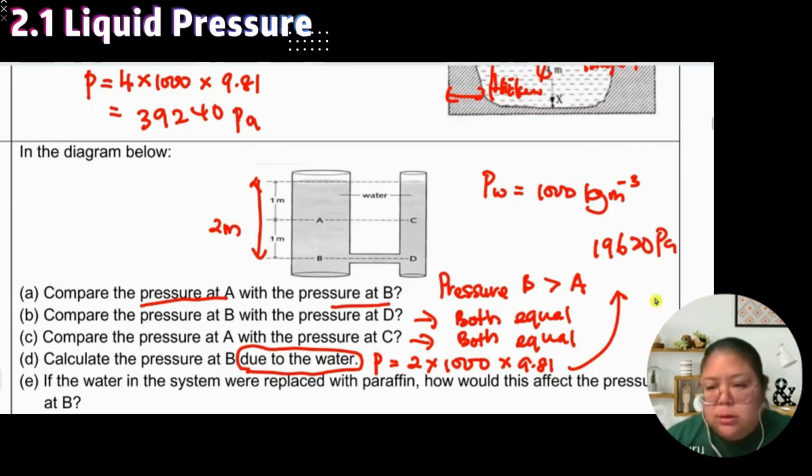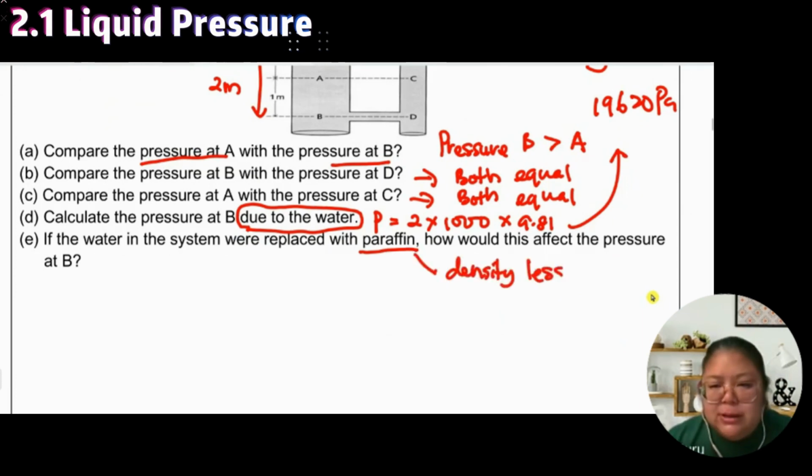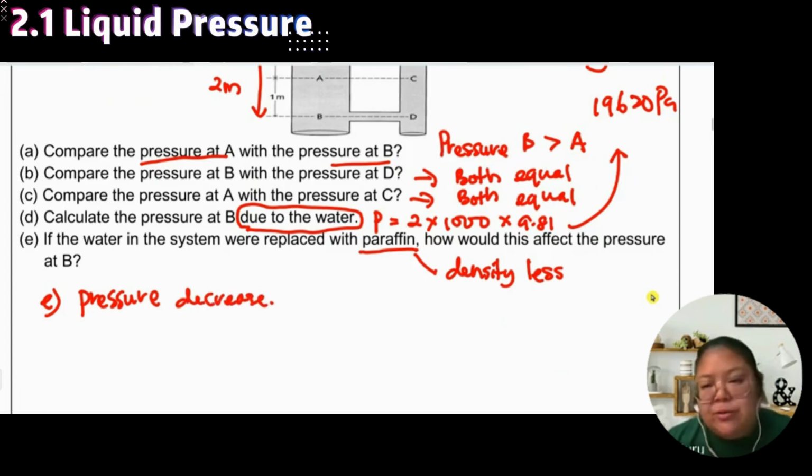Pascal. Okay, 96 Pascal. If the water in the system is replaced by paraffin, which is an oil, is the pressure at B affected? Paraffin is an oil, so its density is a bit less, and the pressure should decrease. The pressure at B decreases. So this was the answer for E.